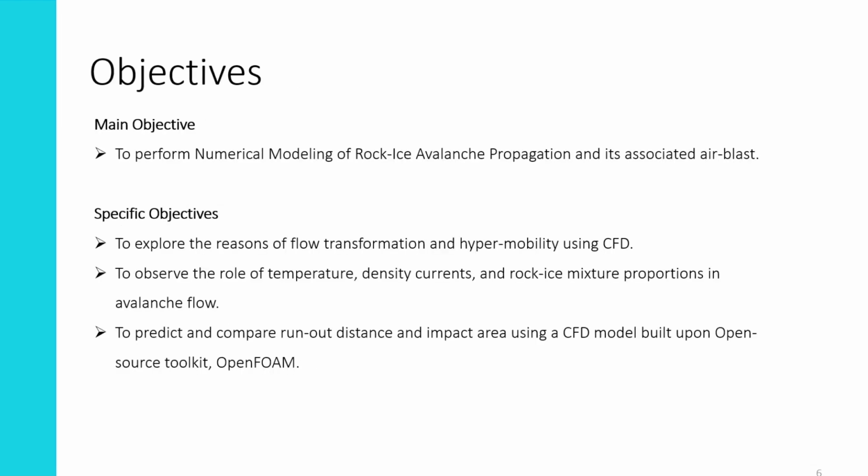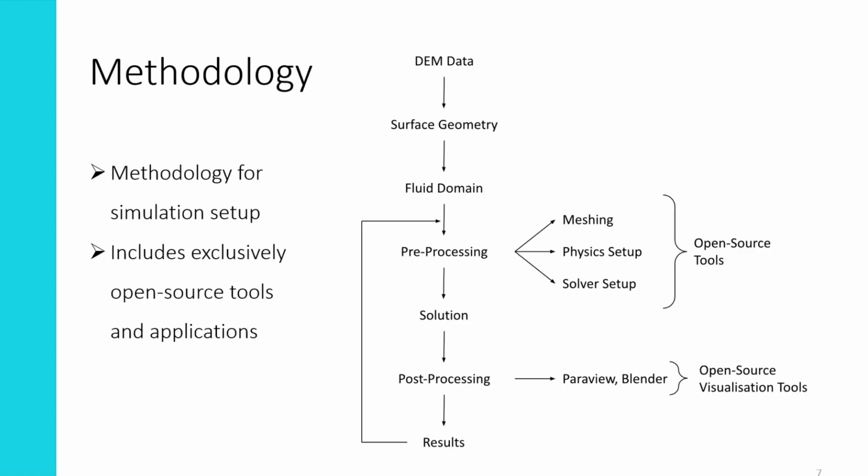So we defined our main objective as to perform the numerical modeling of rock ice avalanche propagation and its associated air blast. Specifically, we aim to visualize the propagation physics of an avalanche, like the role of temperature, density currents, and rock ice mixture proportions. And the CFD model will be built upon the open source CFD framework, OpenFOAM.